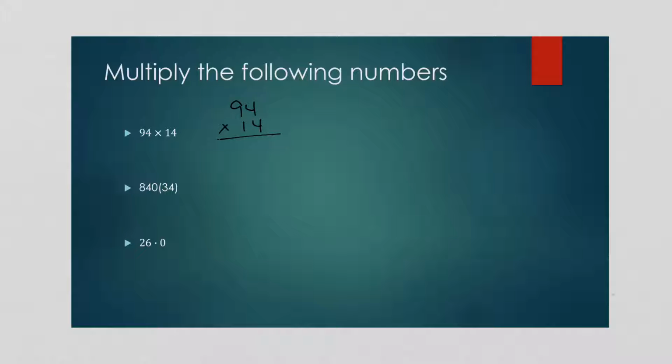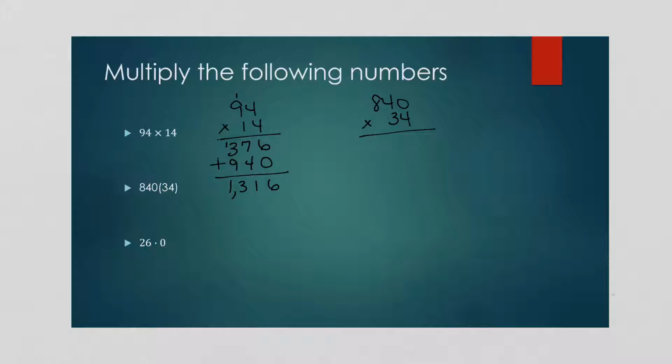And so to multiply this by hand, 4 times 4 is 16. 4 times 9 is 36 plus 1, 37. Now you do have to put a placeholder here. 1 times 4 is 4. 1 times 9 is 9. Now you add these babies. 6 plus 0 is 6. 7 plus 4 is 11. 9 plus 3 plus 1 is 13. So the answer here is 1,316.